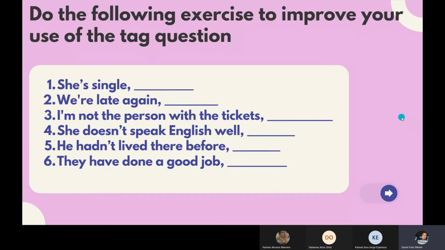And to finish the class, we are going to complete this exercise with tag questions. Can somebody do the first one? She's single. Yes, I can do it. She is single, isn't she? Great. The second one, another. We are late again, aren't we? Another one.